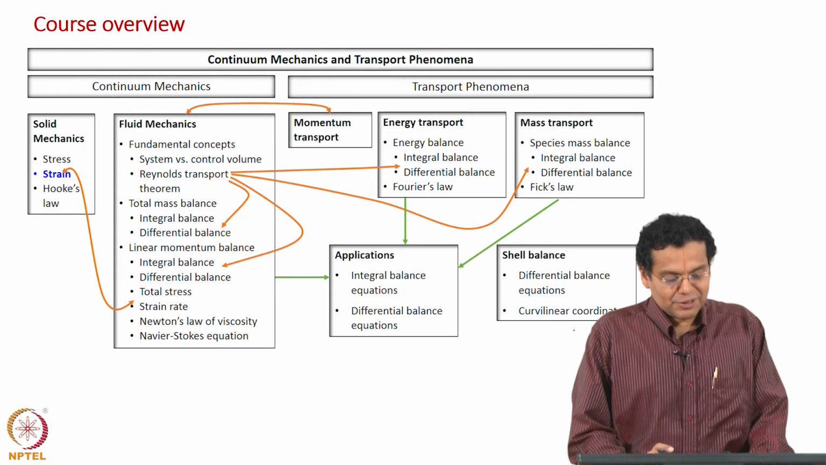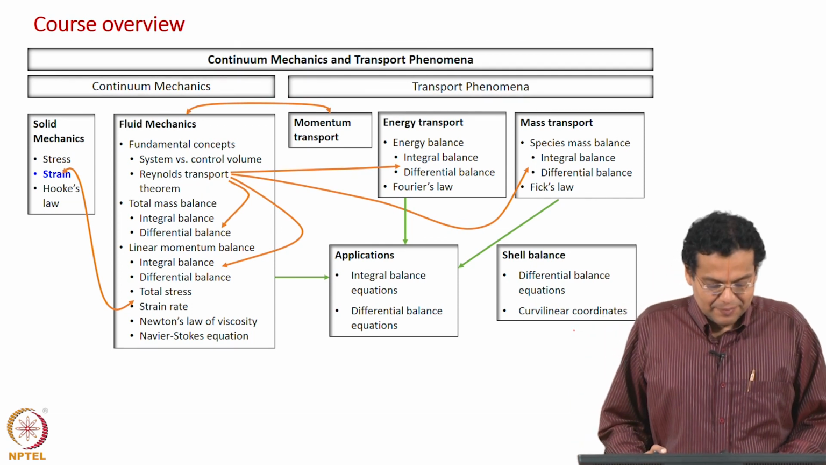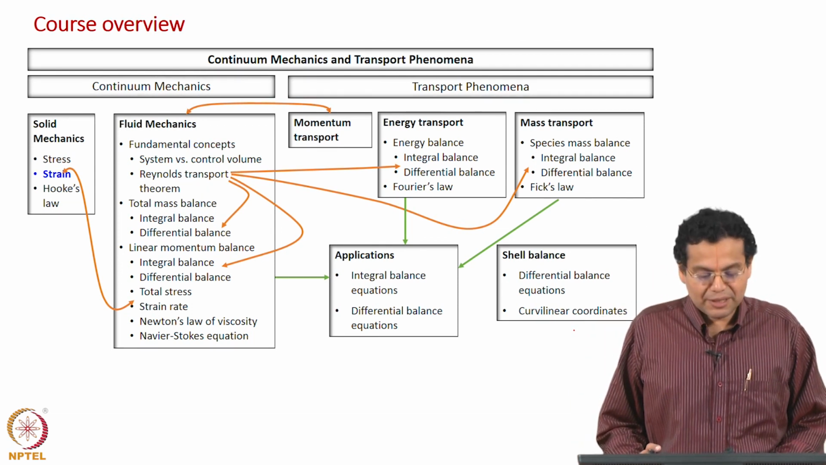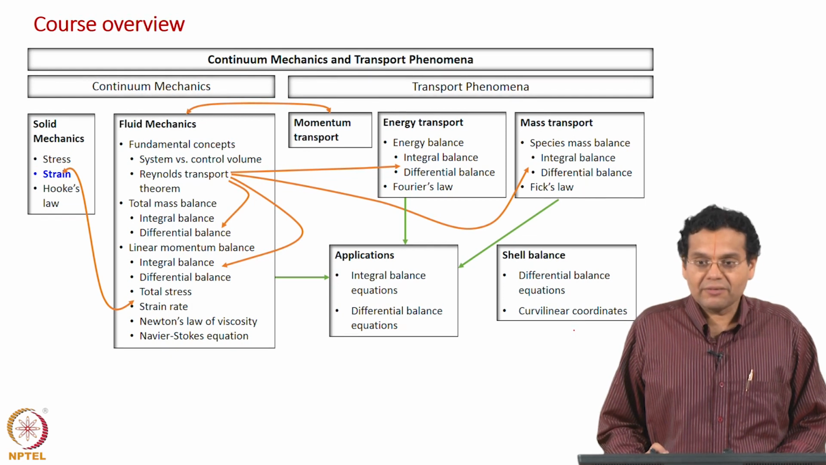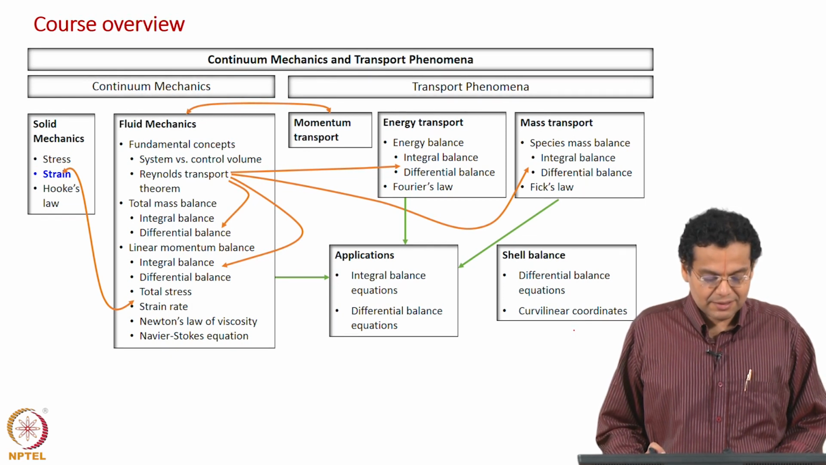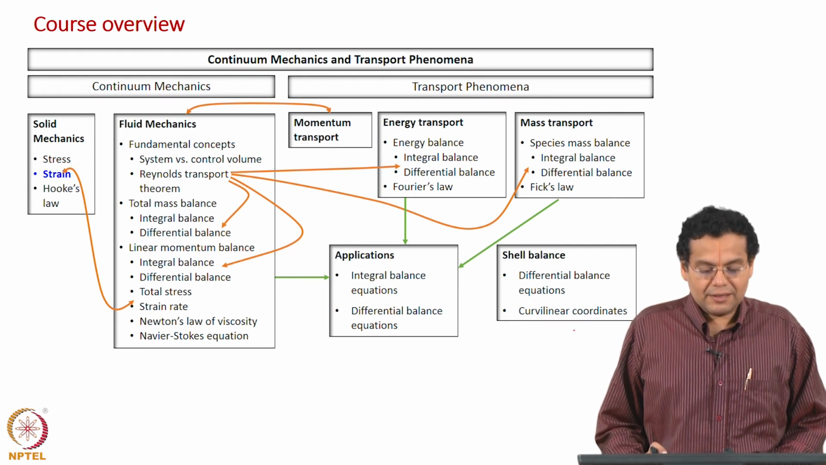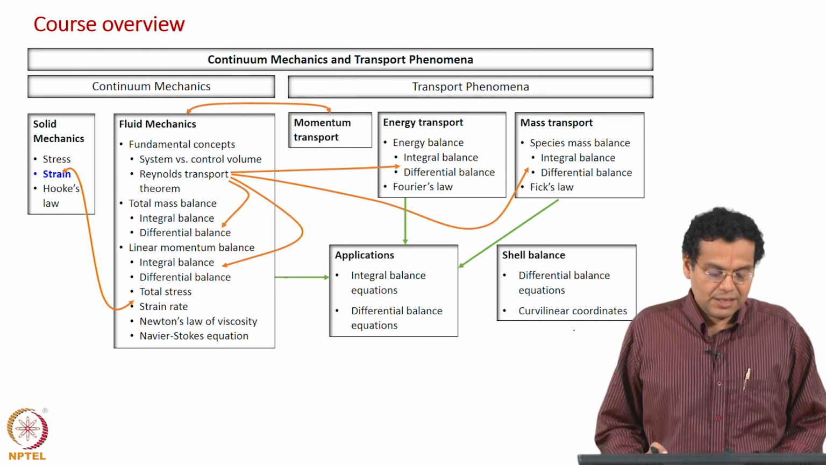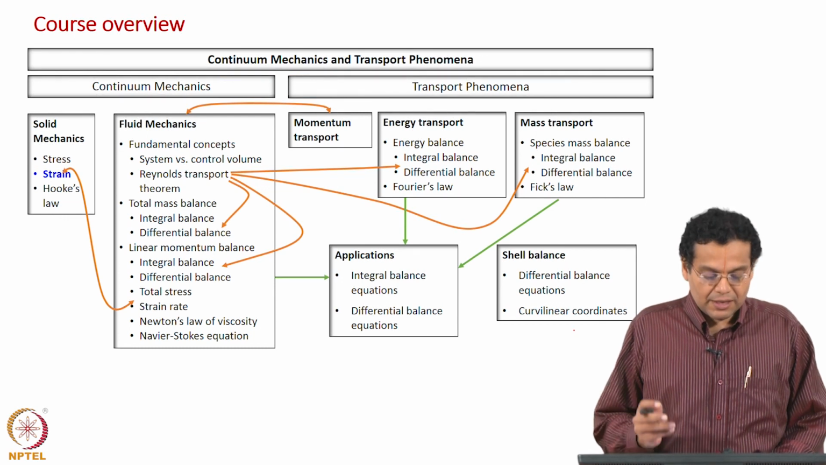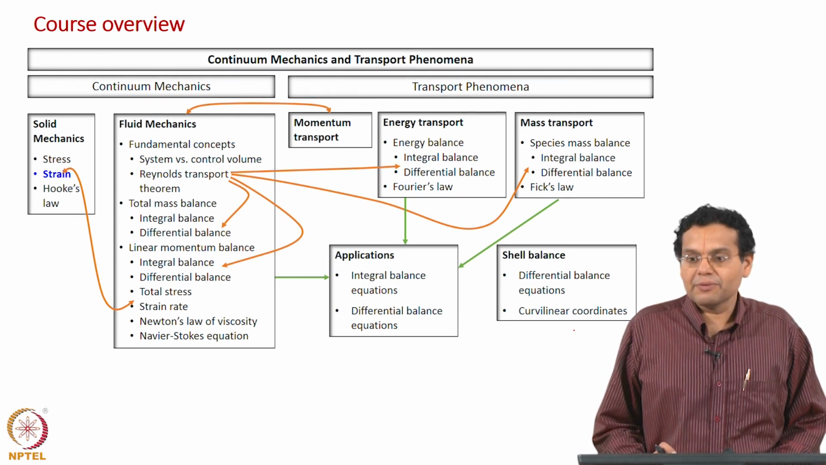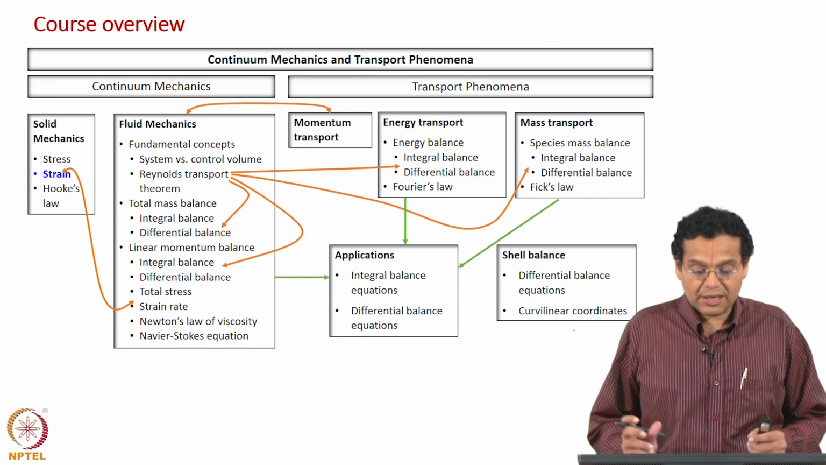So, we are in the process of deriving the linear momentum balance. We have derived that in the last lecture, but then we found that the components of the viscous stress tensor are unknowns. Why are they unknowns? We are proceeding towards getting an equation which is in terms of velocities. We want to get the velocity profile.